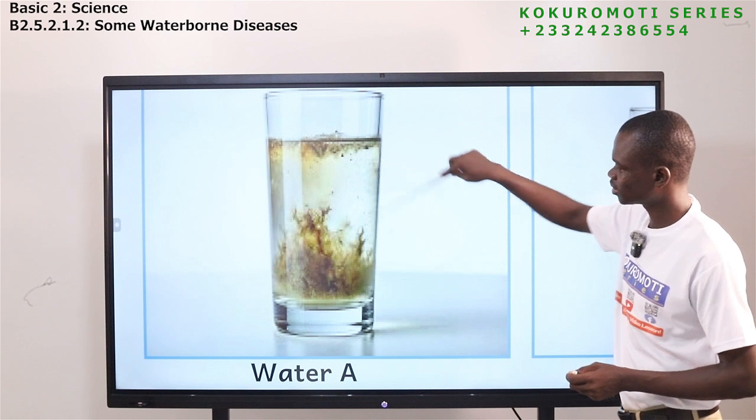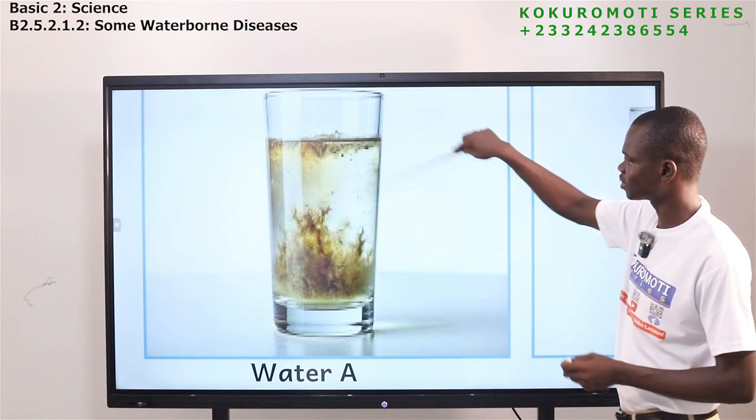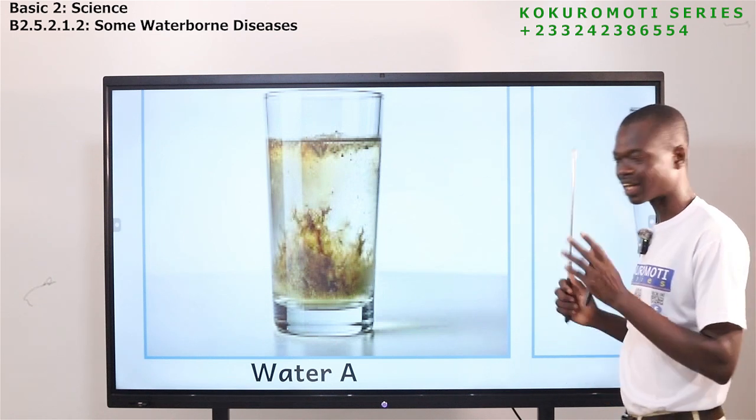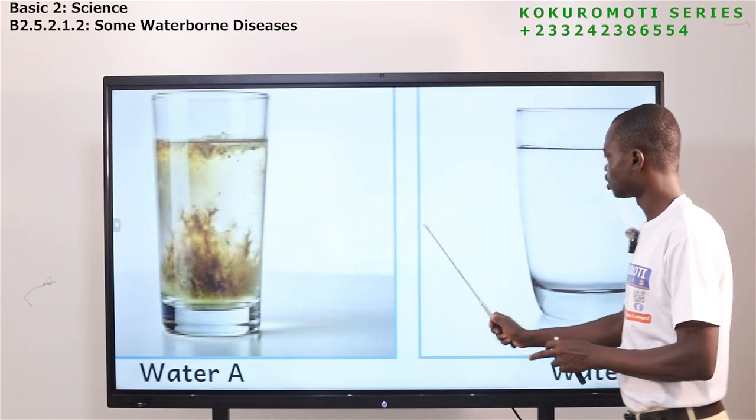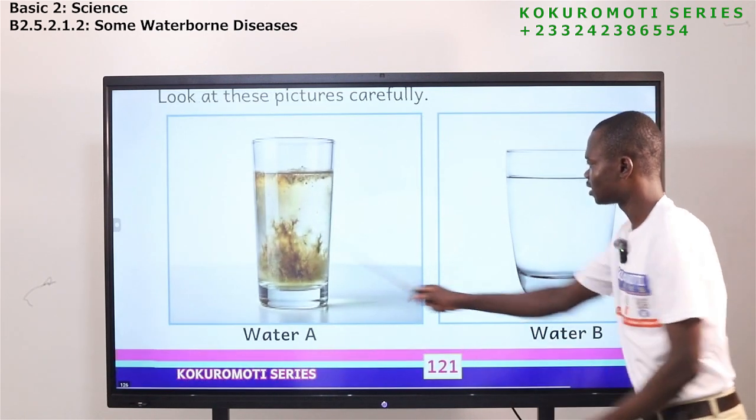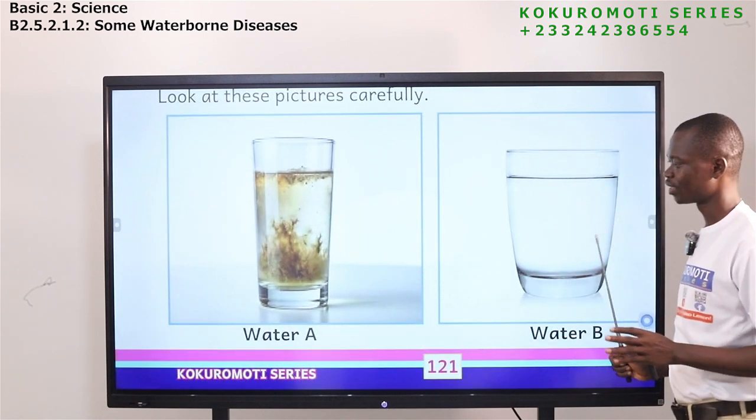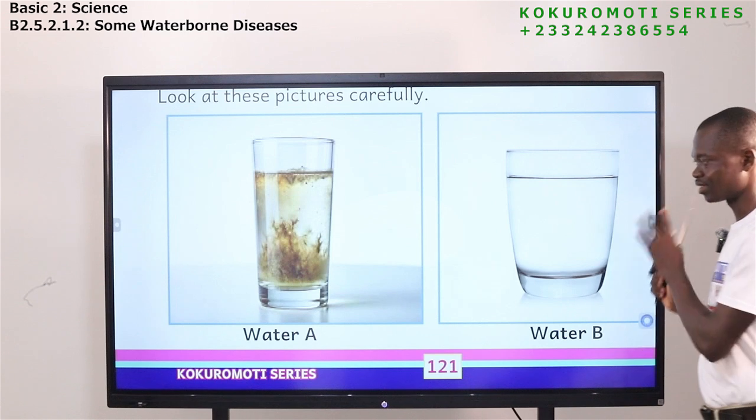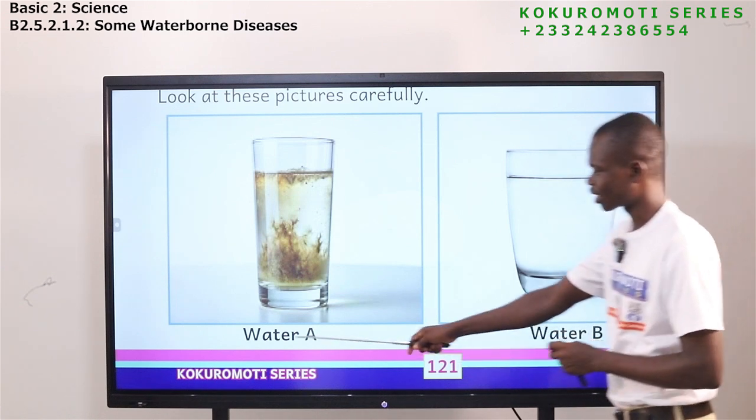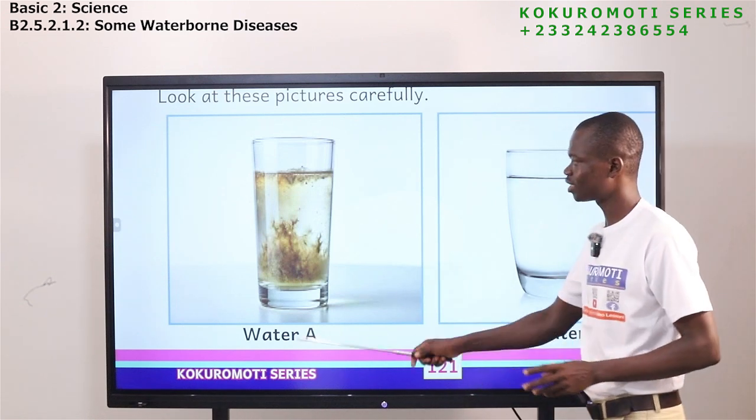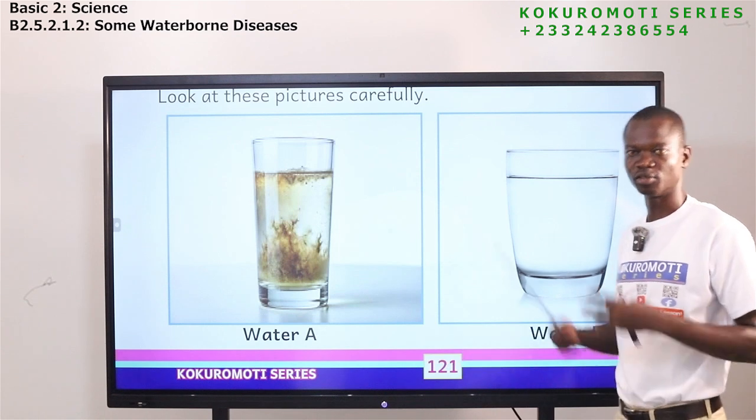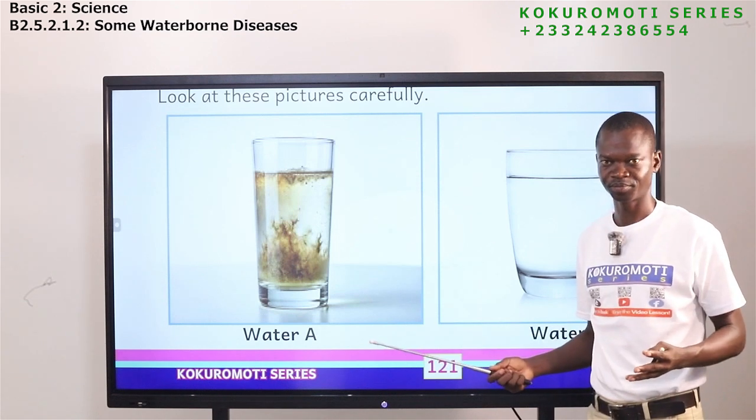And you can even see that there are some particles inside the water. So that tells you that these two cups of water, this and this, they are not the same. Water B is safe, but water A is not safe. If you drink this water, you will get waterborne disease.